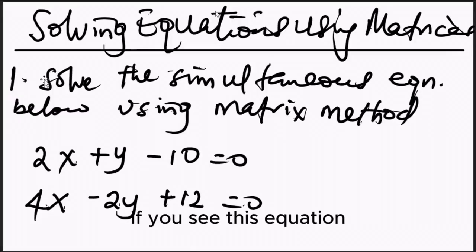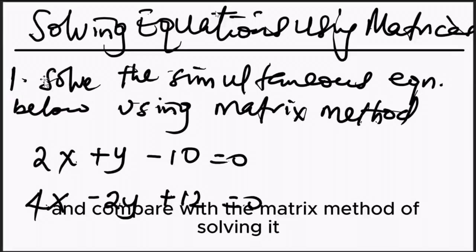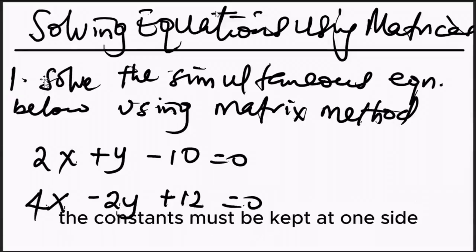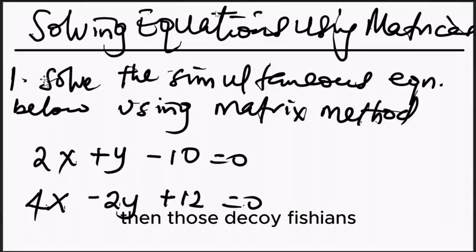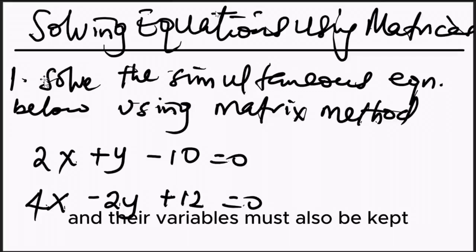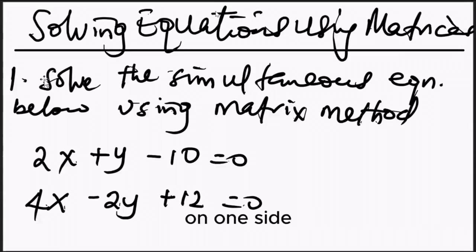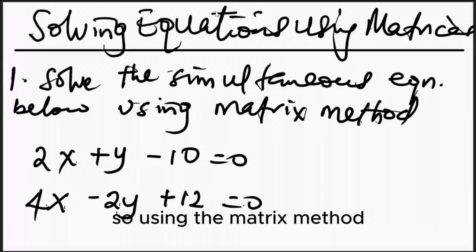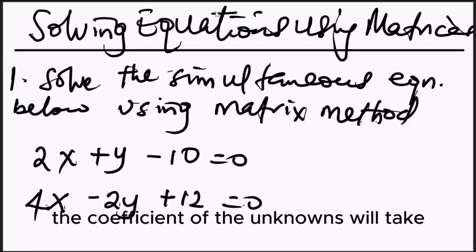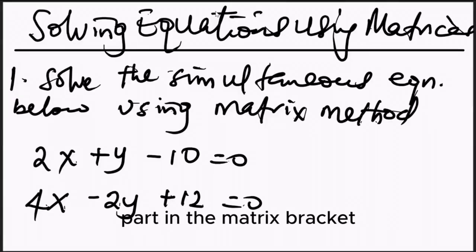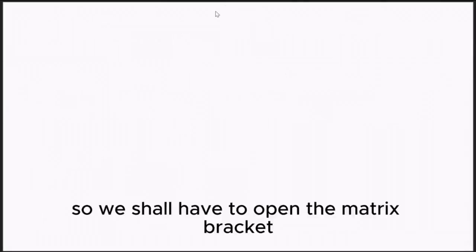Now, if you see this equation and compare it with the matrix method of solving it, the constants must be kept at one side of the equal sign, then the coefficients and their variables must also be kept on one side. So using the matrix method, we shall have to group this in matrix form. The coefficients of the unknowns will take part in the matrix bracket, so we shall have to open a matrix bracket.